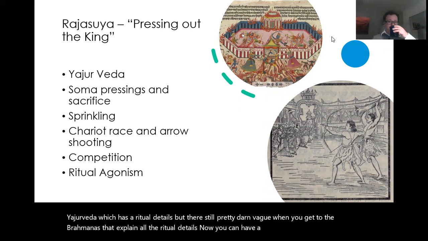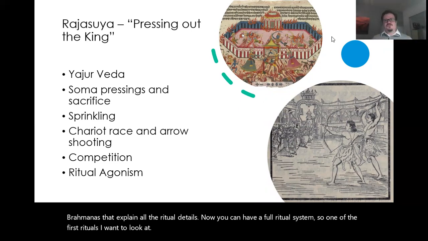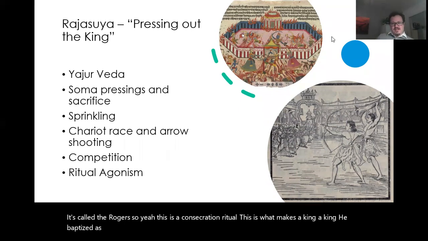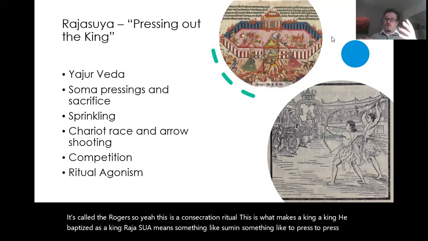So one of the first rituals I want to look at is called the Rajasuya. This is a consecration ritual. This is what makes a king a king. He's baptized as a king. Rajasuya means something like, su means something like to press out, also to give birth.